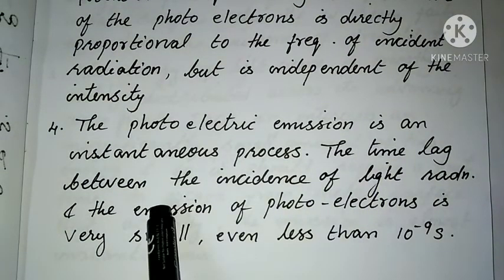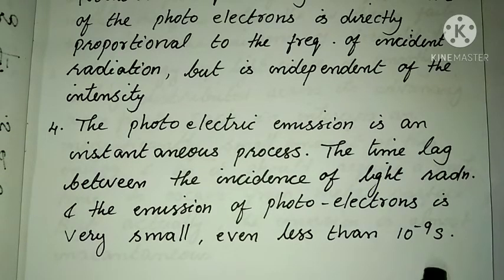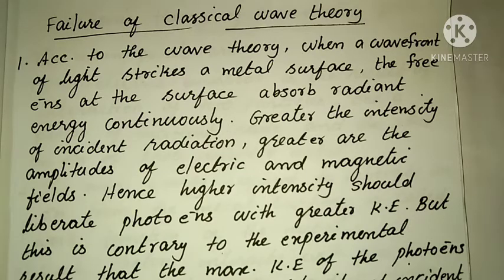The time lag between the incidence of light radiation and the emission of photoelectrons is very small, even less than 10 raised to minus 9 seconds. So these points are the laws of photoelectric emission. Failure of classical wave theory. According to wave theory, light is an electromagnetic wave consisting of electric and magnetic fields with continuous distribution of energy. This wave picture of light could not explain the basic features of the photoelectric effect.